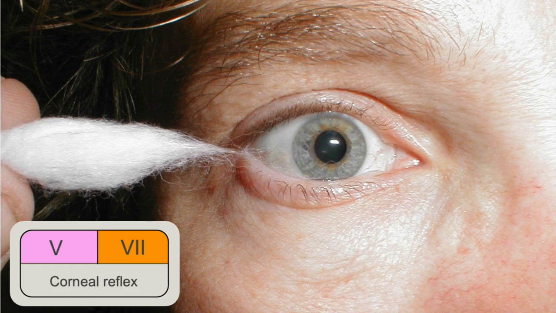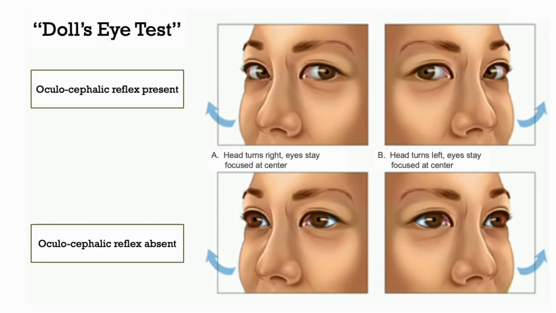Assessing the corneal reflex means that we are testing the 5th and the 7th cranial nerves, which are the trigeminal and facial nerves. Next is your doll's eye test or your oculocephalic test. This means that when you turn the patient's head from side to side, in a normal patient with intact brainstem function, their eyes will fix on a position in front of them, okay? So the eyes will not move with the head.